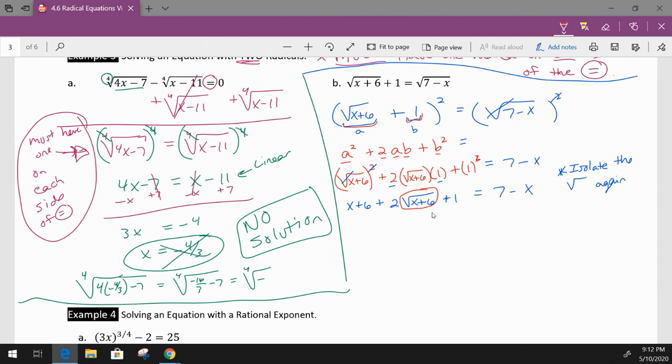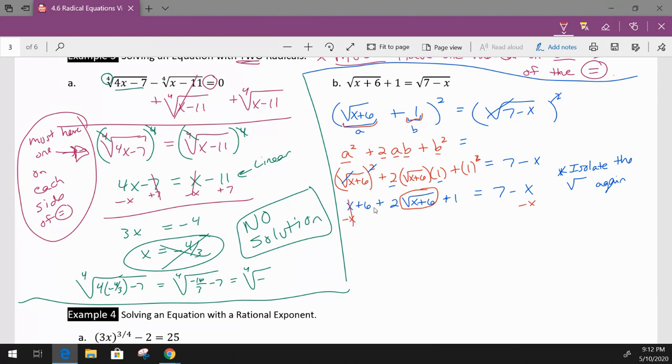So most of these problems work out pretty nicely where it's not going to be too difficult. Things are going to cancel out sometimes. But this x here, if I eliminate it from this side, because remember, I'm trying to get this radical by itself. So I'm going to subtract x from both sides of the equation so that this goes away.